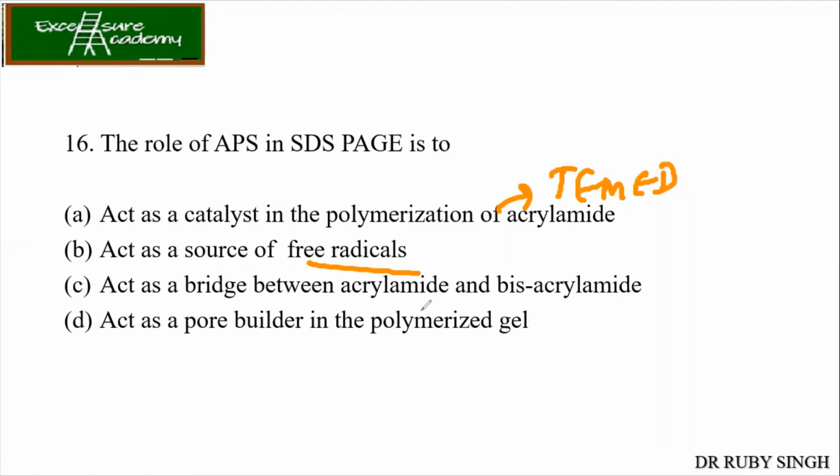It acts as a bridge between the acrylamide and bis acrylamide. No, because the polymer is formed between the acrylamide, and the bridging is done by the bis acrylamide. It acts as a pore builder in the polymerized gel. This makes no sense. So here the answer is it acts as a source of free radicals.